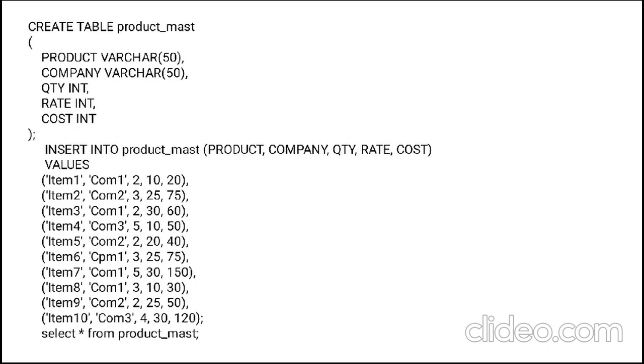Insert into product_mast: product, company, quantity, rate, cost. We will follow the same order below when declaring each parameter's details and so on. Select star from product_mast. It is used to display the entire table of the database.